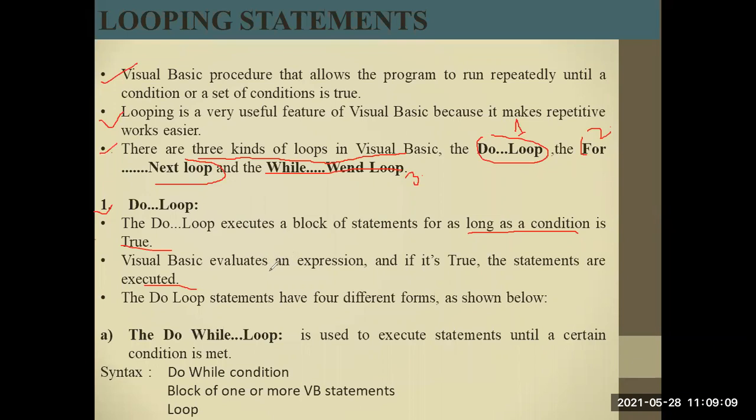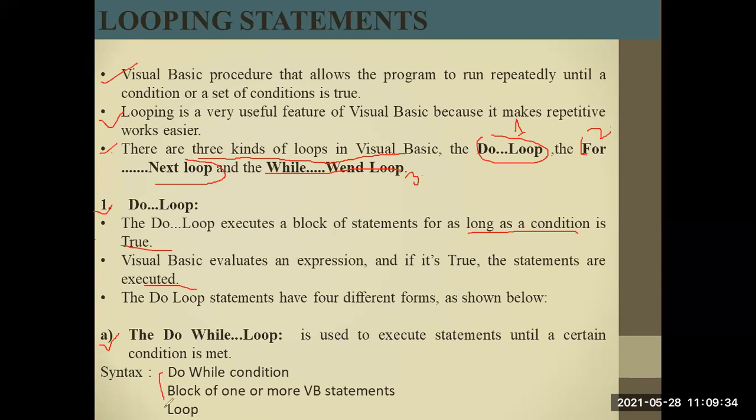In Visual Basic, the Do While loop has four different forms. It can be present in four different types. As we are discussing now, this is the first type, the Do While loop, which executes the statements until the condition is true.